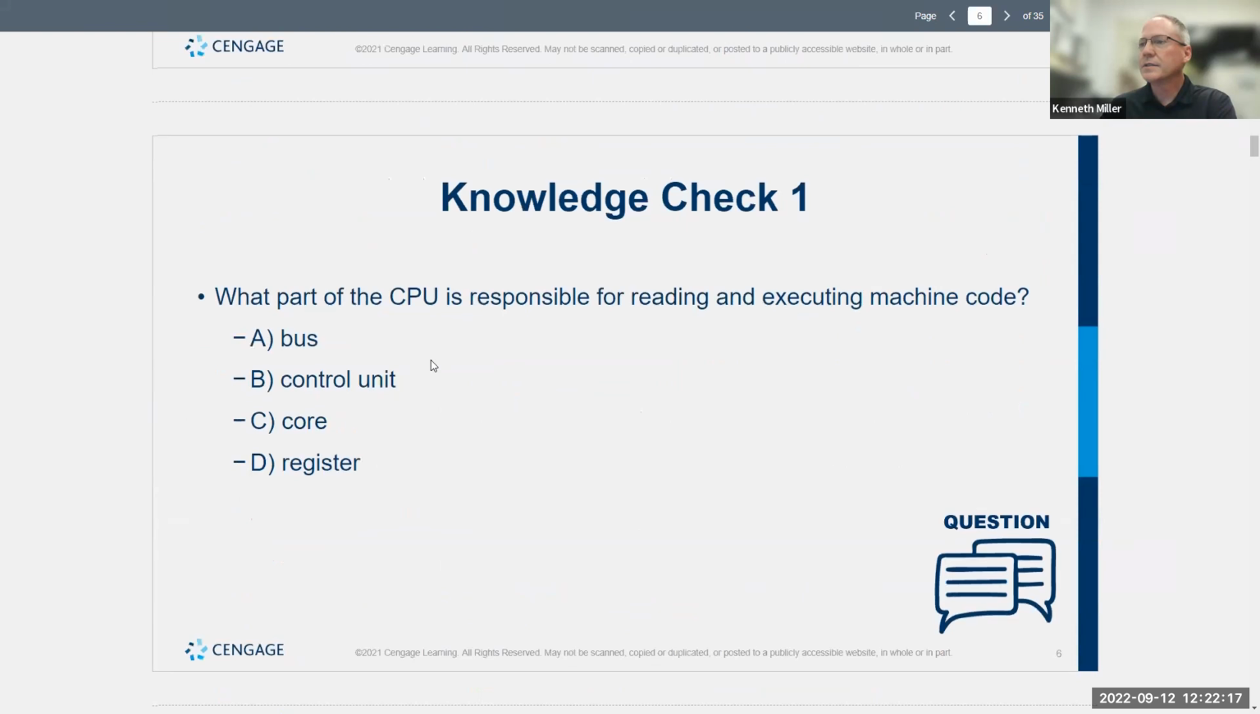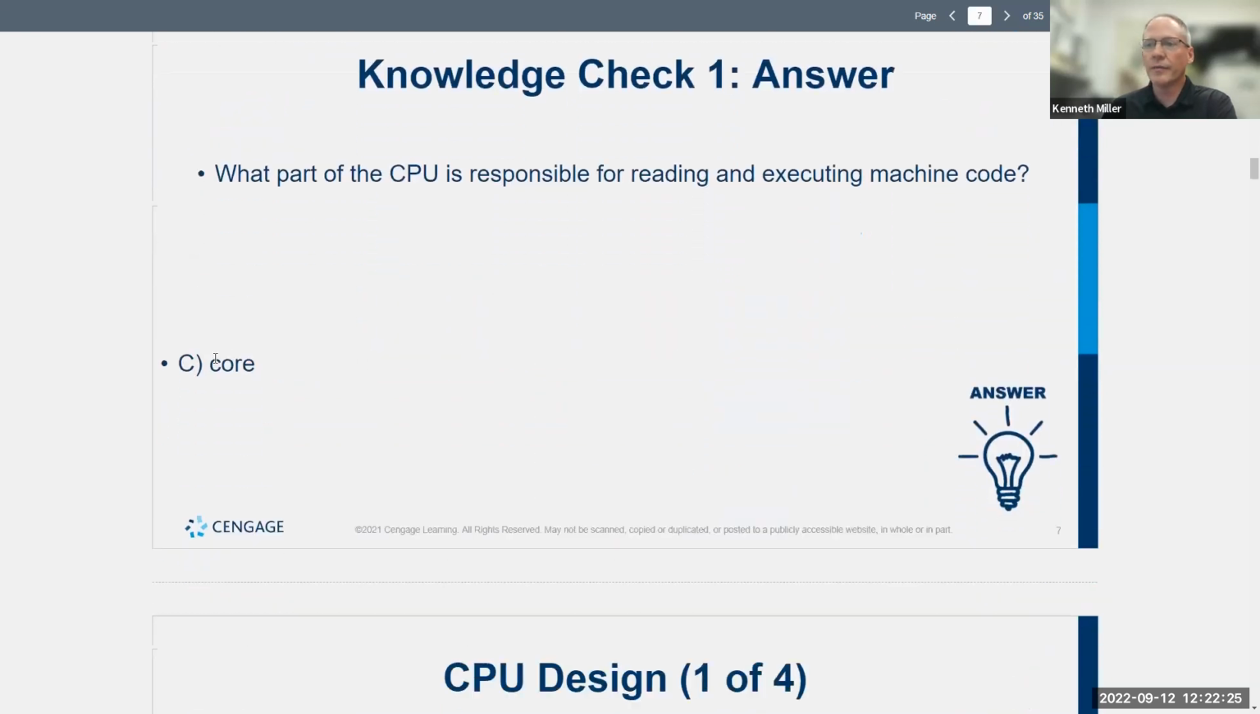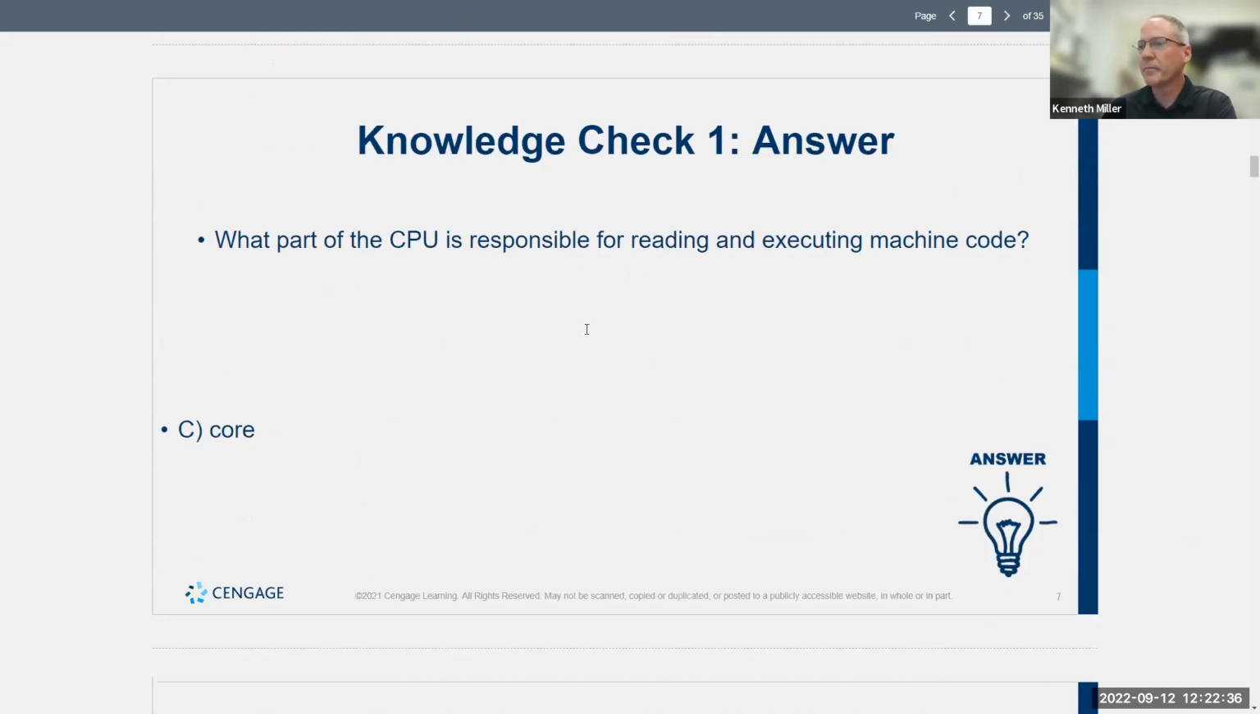All right. So this first question here is, what part of the CPU is responsible for reading and executing machine code? And that is the core, right? The core actually interacts with the machine code, which is the programming language for the CPU itself.